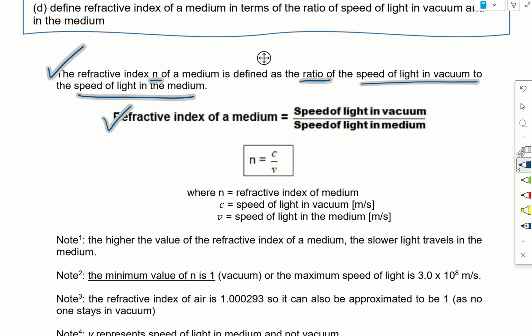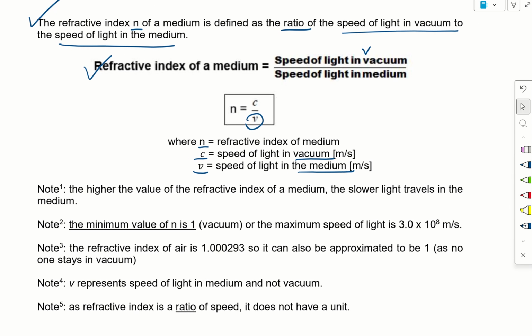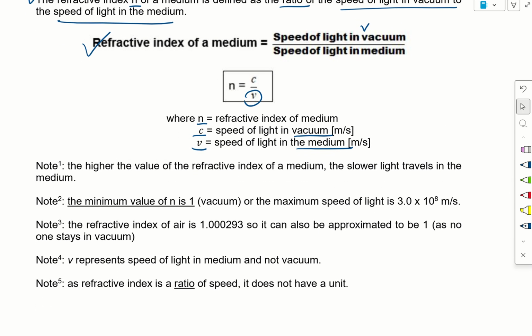Now what do N, C and V stand for? N we use to denote refractive index of the medium. C is the speed of light in vacuum, while V represents the speed of light in the medium. It can be confusing to some students because vacuum starts with the letter V, but the letter V is the symbol used for the speed of light in medium. Later on I'll teach you a way to not be confused.